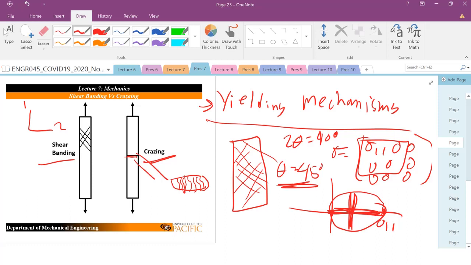Next time we're going to get into time- and temperature-dependent plasticity, and specifically creep. There are three different creep regimes. We're going to look at deformation mechanism maps, and then we'll finally get into our last section of mechanics, which is fracture. So fun stuff when you start to break things.